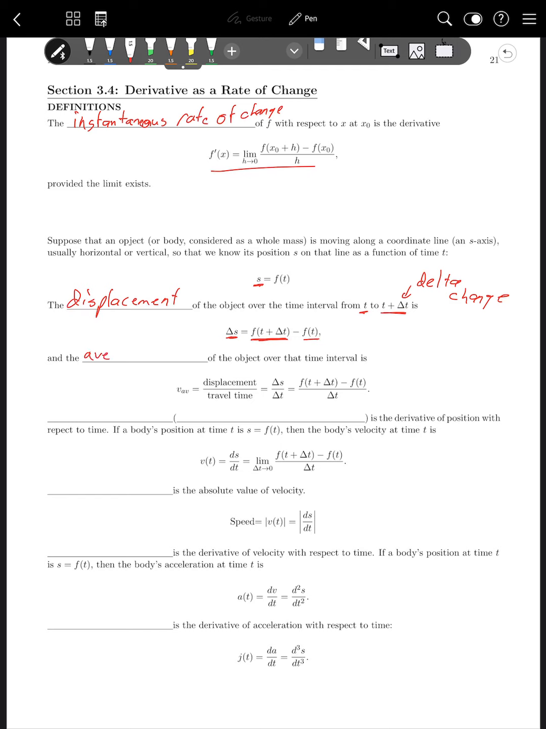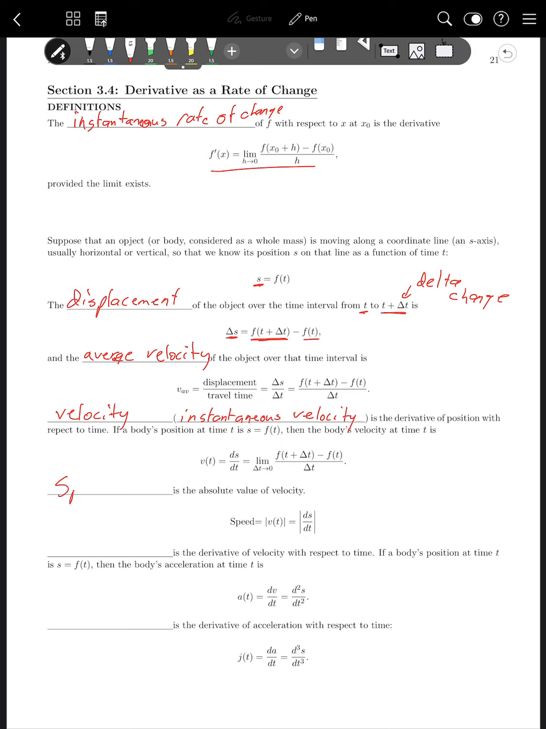The average velocity of the object over the time interval, which we write v sub av, is the displacement divided by the travel time, so delta s divided by delta t. Velocity in general, which more specifically could be called instantaneous velocity, is the derivative of the position with respect to time. If a body's position at time t equals s equals f of t, then the body's velocity at time t is equal to the derivative of that. Okay?